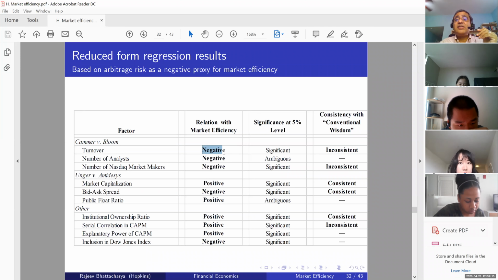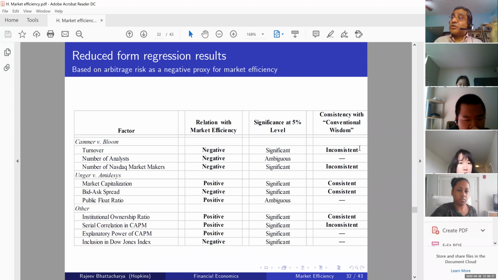So we find that turnover is negatively related to market efficiency. This is inconsistent with conventional wisdom, as we said earlier. But as we also say, conventional wisdom is wrong. A number of analysts also find negative, but significance is ambiguous. We talk about it by using White's heteroscedasticity correction.